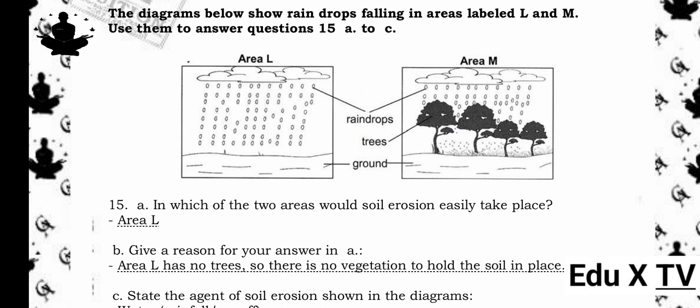Use them to answer questions 15a. 15. A. In which of the 2 areas would soil erosion easily take place? Area L. B. Give a reason for your answer in A. Area L has no trees, so there is no vegetation to hold the soil in place.